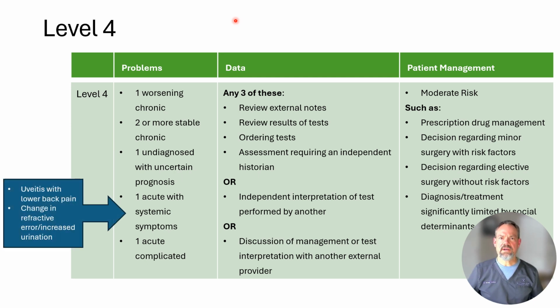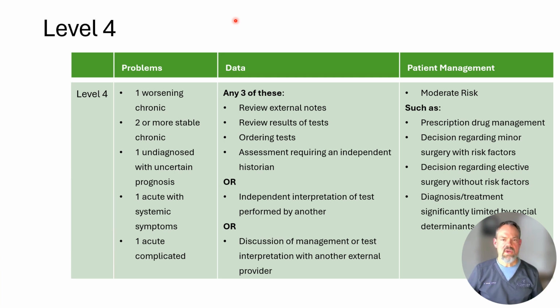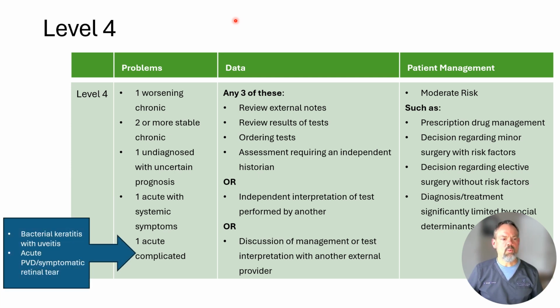Another area to dig into is one acute with systemic complications. So for example, having a uveitis patient with lower back pain or changes in refractive error combined with systemic symptoms of increased urination. And an example of one acute complicated might be a bacterial keratitis with uveitis or an acute PVD with a symptomatic retinal tear.